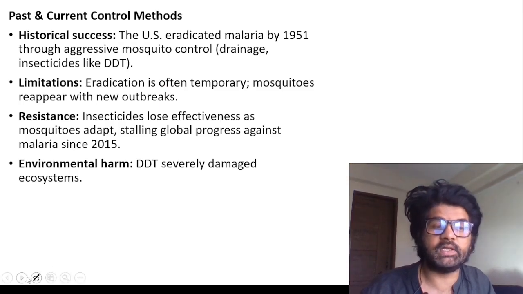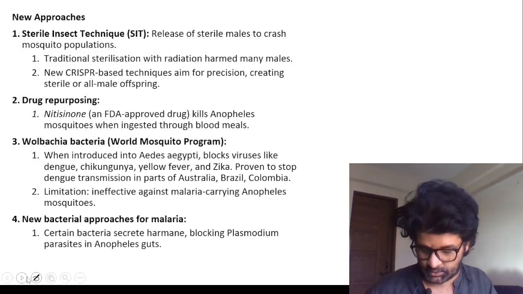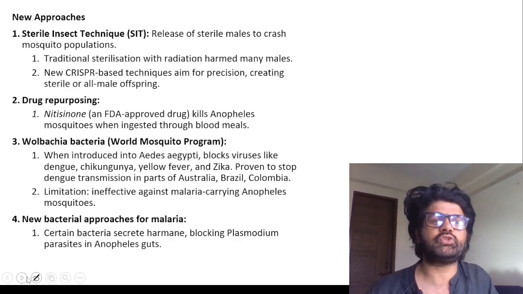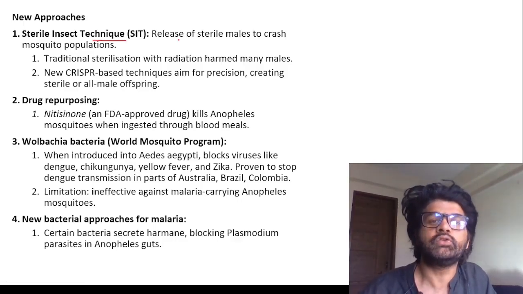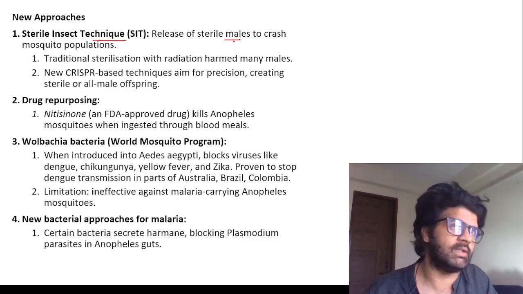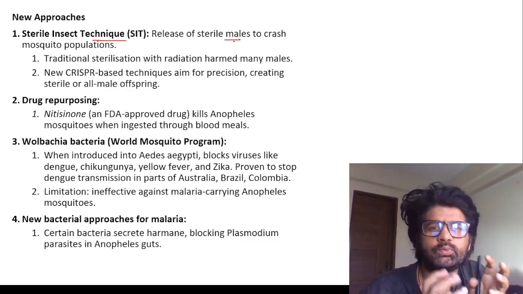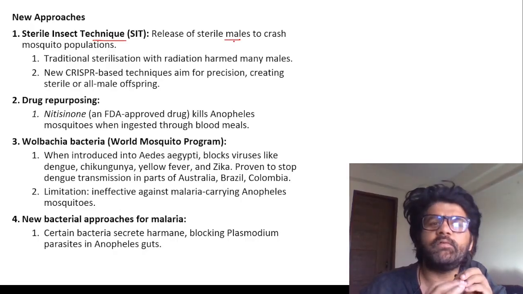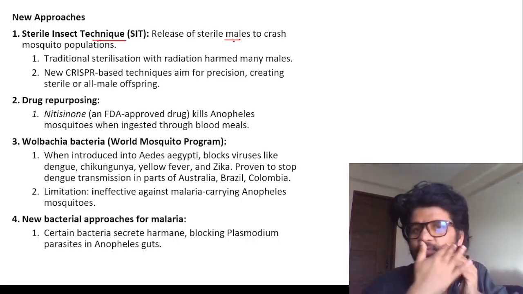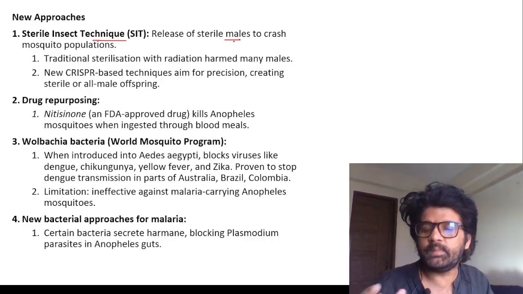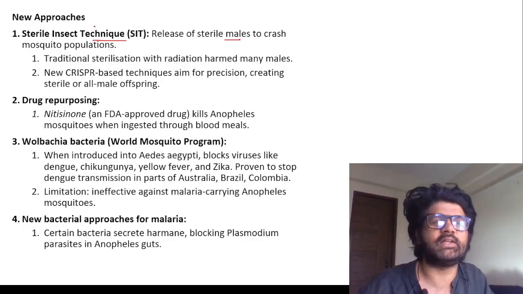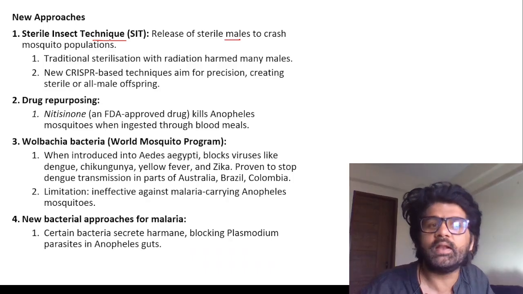Let's talk about the core idea of this article. Sterile insect technique. Here you sterilize the males. If you sterilize males, they will mate with female mosquitoes, but they will not produce offspring. In that scenario, the mosquito population will decrease. That is called SIT, the sterile insect technique.